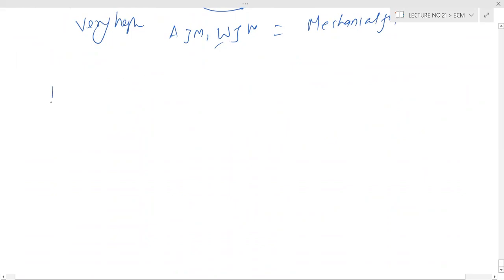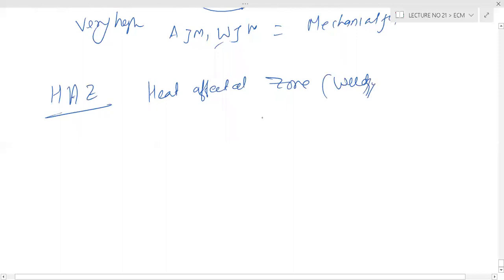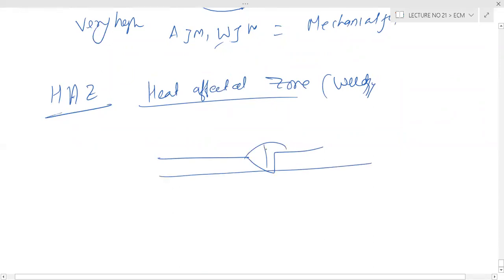And one more important thing, the heat affected zone, is very important in welding. What is the heat affected zone? Suppose you are welding a part like this. This is your weld. When you apply heat, the surrounding area gets heated. That surrounding area that gets heated, we call the heat affected zone.